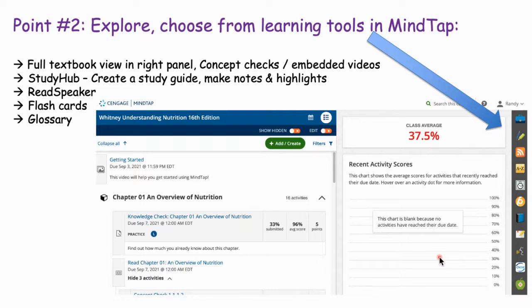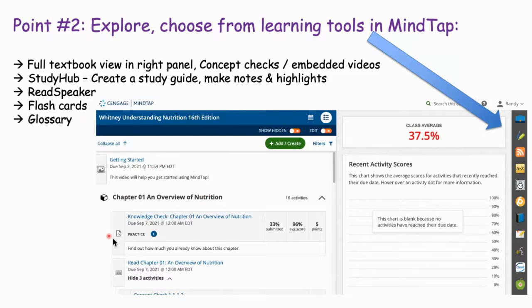Okay, hopefully we're not getting a tornado coming through. Okay, so another thing to point out, what else? That's the read speaker, flashcards. Pretty nice set of flashcards for each chapter and a glossary.